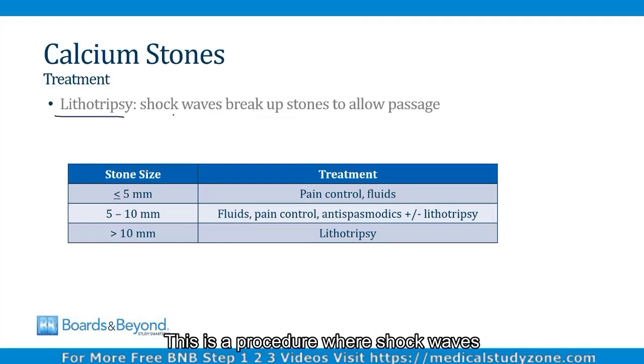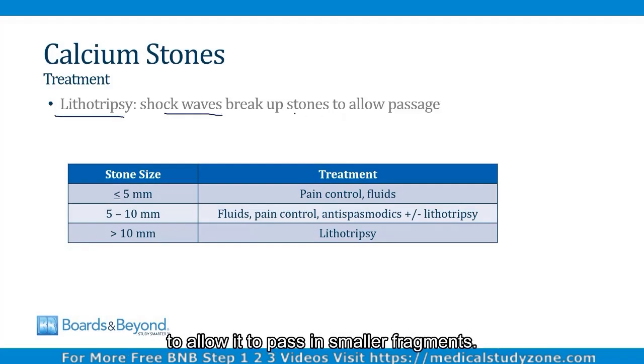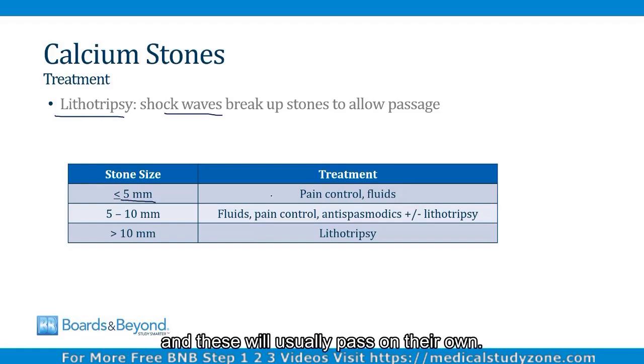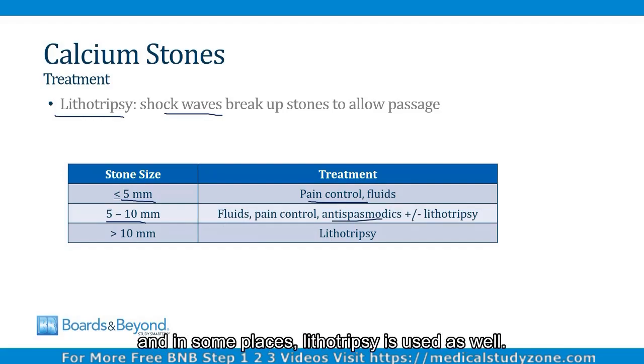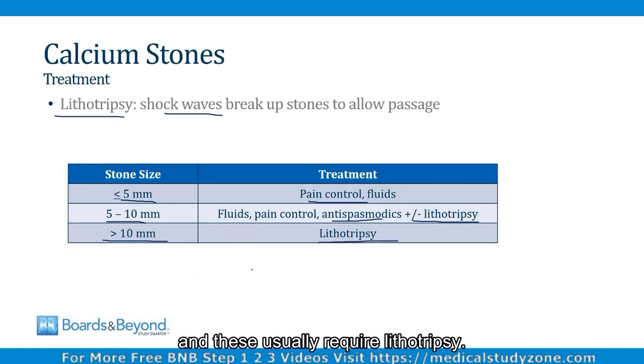This is a procedure where shock waves are transmitted through the body to break up the stone to allow it to pass in smaller fragments. And shown on the screen is a general algorithm for how stones are managed. Stones that are less than 5 millimeters are very small, and these will usually pass on their own. Patients only require pain control and fluids. 5 to 10 millimeters is a medium range. In this range, antispasmodics are used, and in some places lithotripsy is used as well. And then stones that are more than 10 millimeters are large, and these usually require lithotripsy.